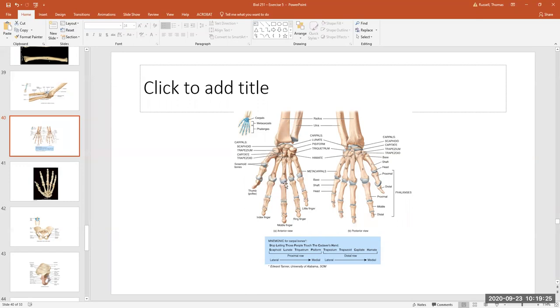So the metacarpals in your palm and the phalanges in your fingers are numbered. Your thumb side is 1, 2, 3, 4, 5. So this would be the first metacarpal, second metacarpal, third, fourth, and fifth. Now your thumb only has two phalangeal bones in it. And the phalangeal bones can also be called 1, 2, 3, 4, and 5, but we also put in other names for them. We say proximal, middle, and distal.